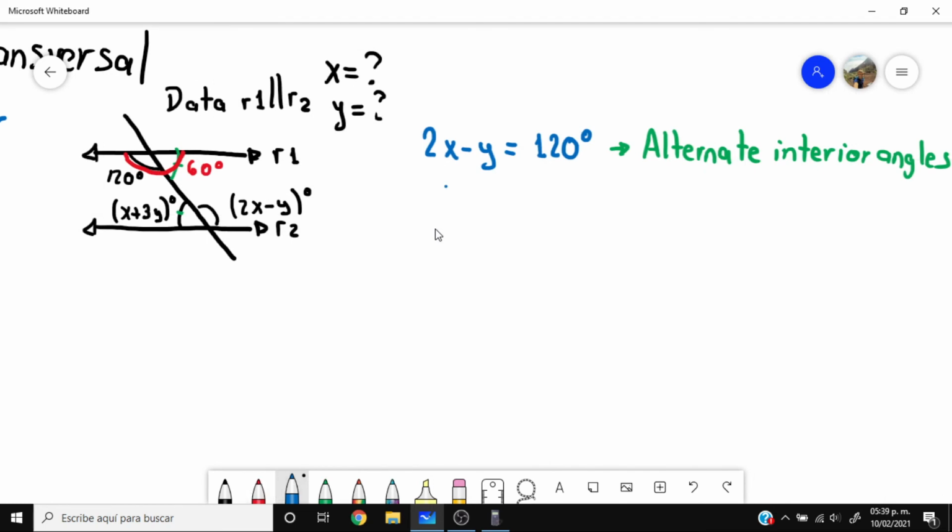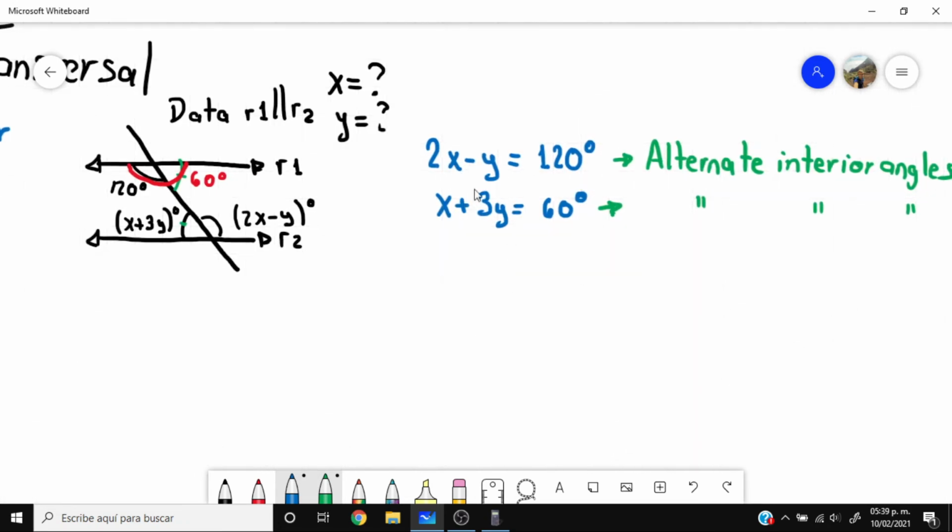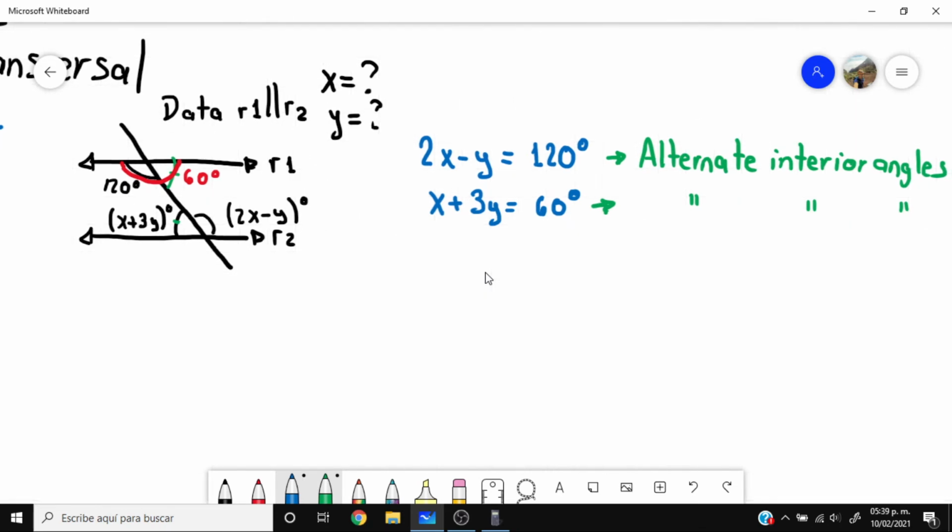So x plus 3y equals 60. What is the reason? It is the same reason, okay? They are alternate interior angles. Okay, so now I need to solve x and y. So if you see, I got an equation system. Two equations, two variables. This is the equation 1 and this is the equation number 2.